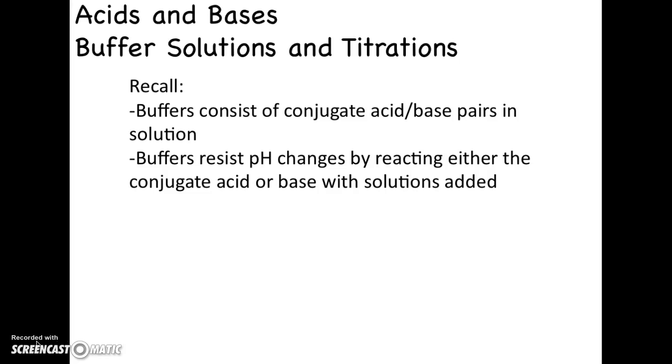So I really want you to recall that buffer solutions consist of conjugate acid-base pairs in solution, and they can resist pH changes by reacting either the conjugate acid or the conjugate base with whatever solutions you're adding into them. So if you're adding an acid to the buffer, then the conjugate base is going to react with that acid to hold the pH pretty steady. And if you're adding a base to the solution, then the conjugate acid will react with the base, again, to keep the pH pretty steady. So buffer solutions are resisting pH changes by reacting either the acid or the base that's present in their solution with whatever you're adding to it.